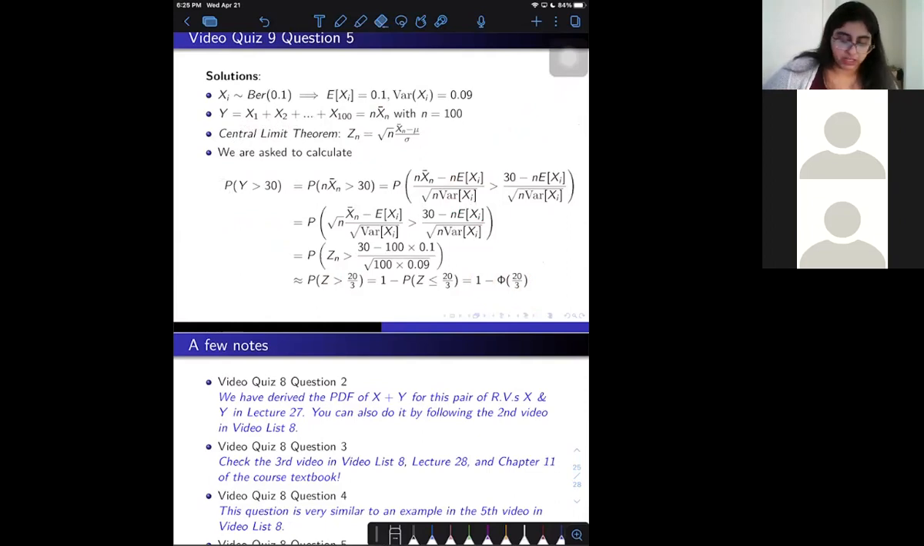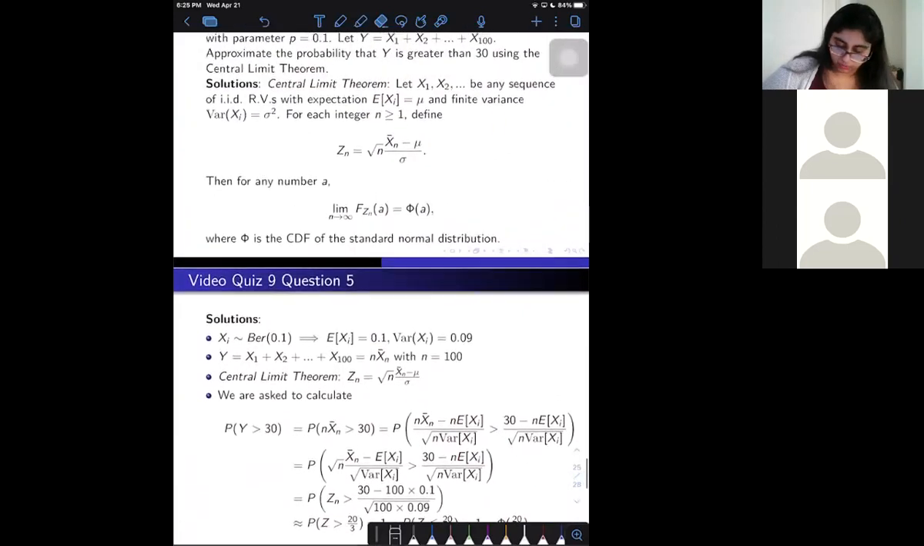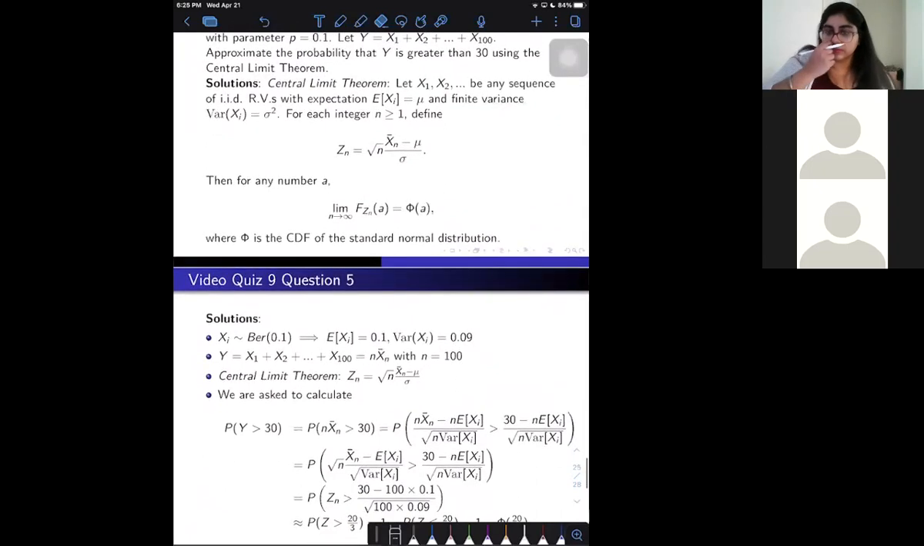How do we get the variance again? Wait, which one? I'm not sure which one. Oh, this. When we have Bernoulli, go back and refer to your notes. How do we find the variance of X when X has a Bernoulli distribution? It's very similar to what we did before.